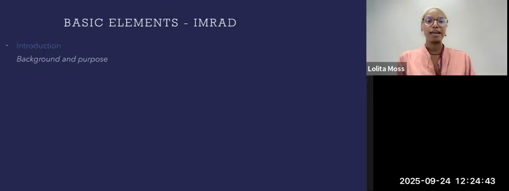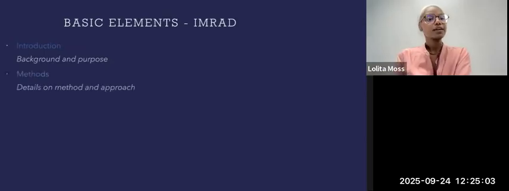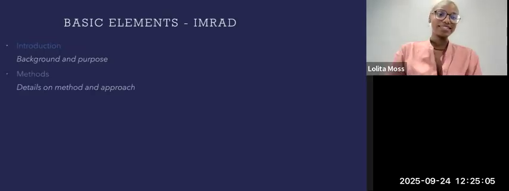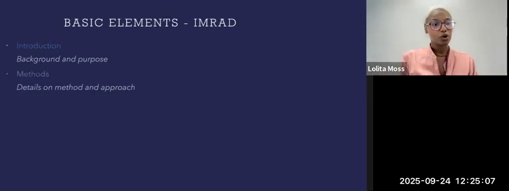So the I in IMRAD stands for introduction. And as you can imagine, that is just the background, the purpose, the problem statement. Why does this matter, right? What is it about this study that makes it worthy of the person continuing to read? So that's the I. The M stands for methods, and that just gives you details on the approach.